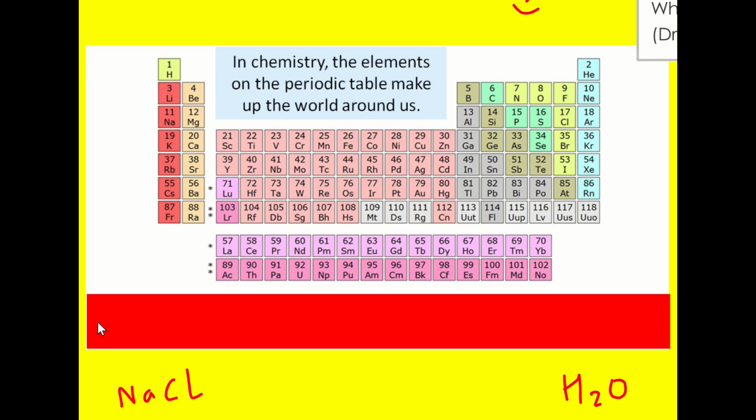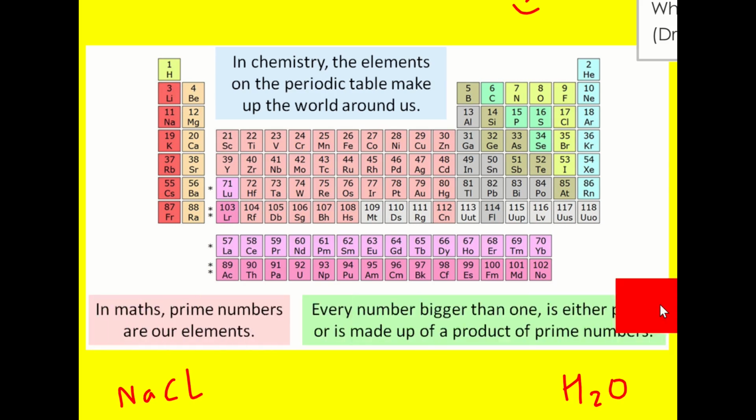Well, how does that link to our lesson? In maths, the prime numbers are our elements. They're the things that make up everything else. Because every number bigger than 1 is either prime or is made of a product of prime numbers. So you could say that 5 is prime, whereas 10 is made of a product. Product, by the way, means multiply. So 2 times 5. You need to remember that.